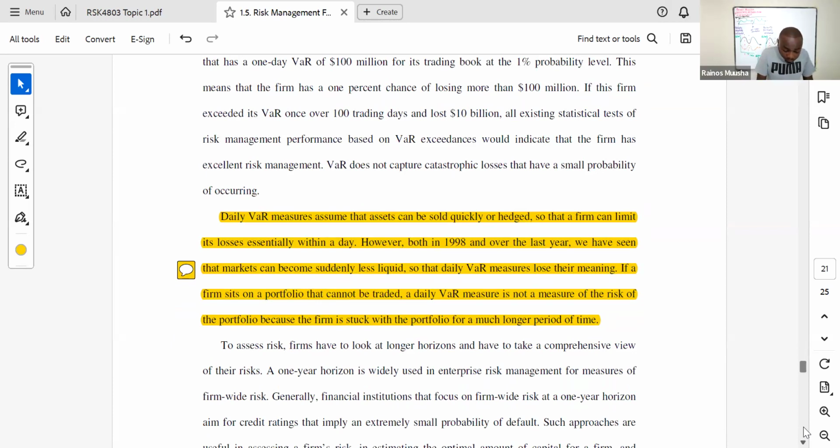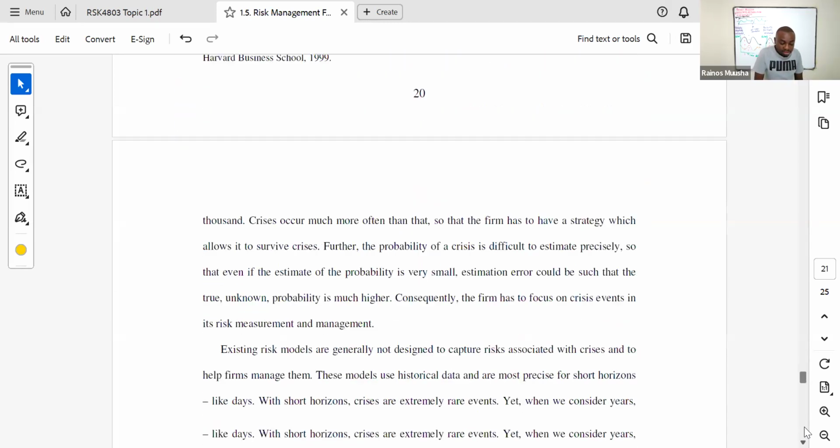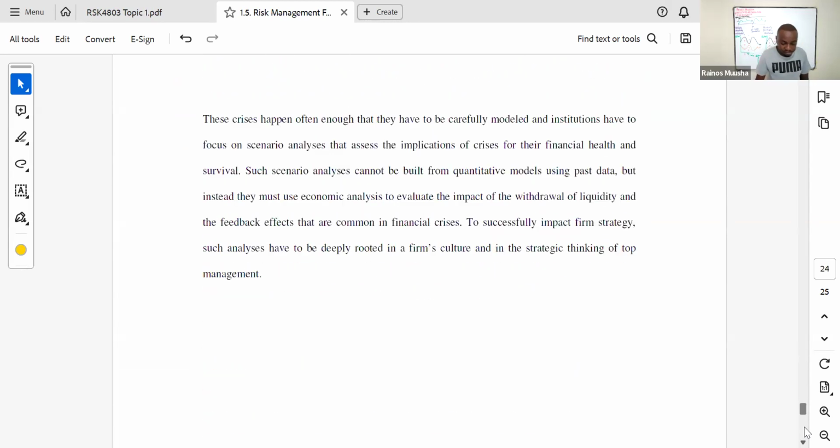Strategic perspective as well. So here they say, daily value at risk measures assume that the assets can be sold quickly or hedged so that a firm can limit its losses essentially within a day. However, both in 1998 and over the last year, we have seen that markets can become suddenly less liquid so that daily value at risk measures lose their meaning. So if a firm sits on a portfolio that cannot be traded, a daily value at risk measure is not a measure of the risk of the portfolio because the firm is stuck with the portfolio for a much longer period of time. Hence, you need to look at it from a strategic perspective as well.